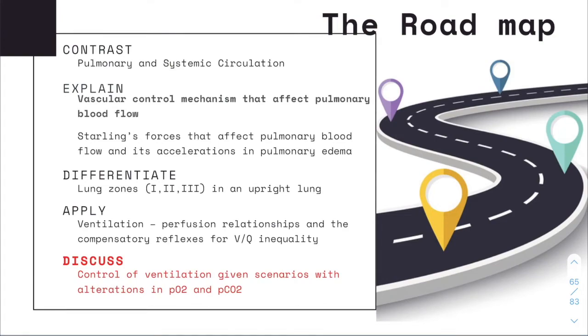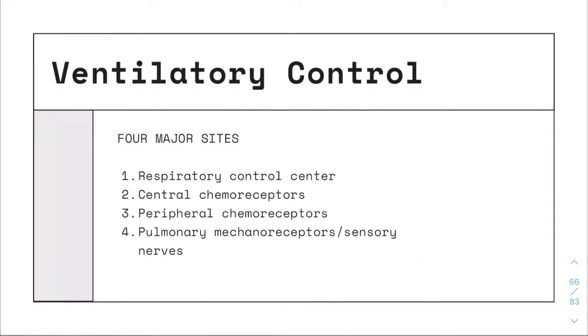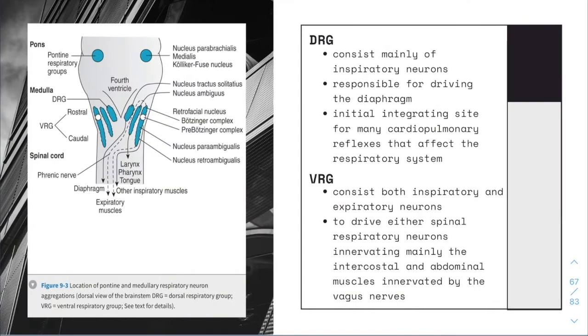Let's now move on to the last topic on control of ventilation. These are the four major sites of ventilatory control: your respiratory control center, which is found in your medulla and pons; your central chemoreceptors; your peripheral chemoreceptors; and your pulmonary mechanoreceptors or sensory nerves. Your pulmonary mechanoreceptors may be found in your airway.